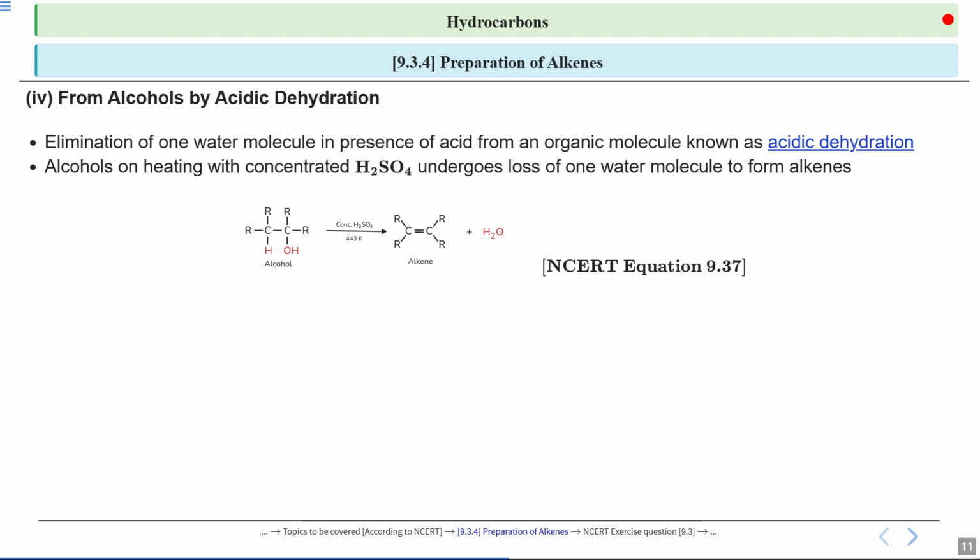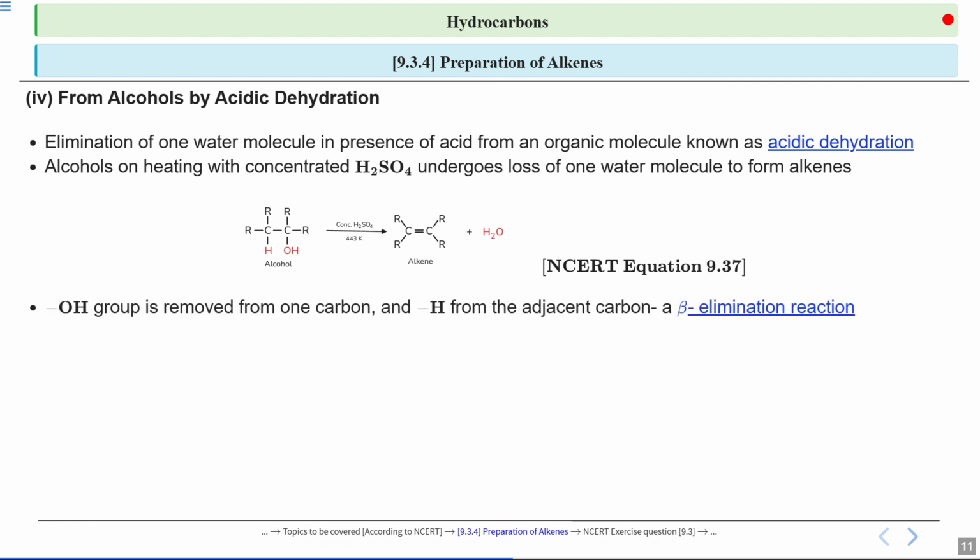The reaction here shows a general scheme where we are representing the alkyl group with R. So, when we take an alcohol, then in the presence of concentrated sulfuric acid and at an elevated temperature such as 443 Kelvin, the alcohol is dehydrated. Dehydration means removing water. So we are removing the colored H and OH to give us the alkene, along with the water molecule.